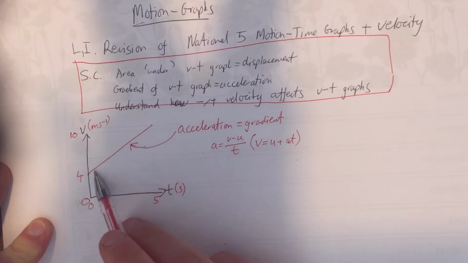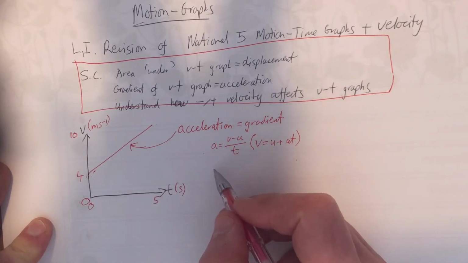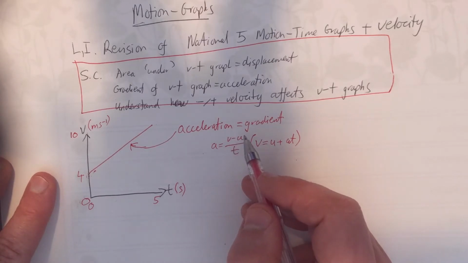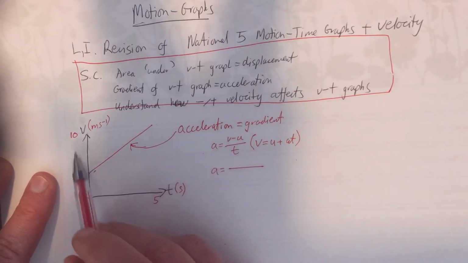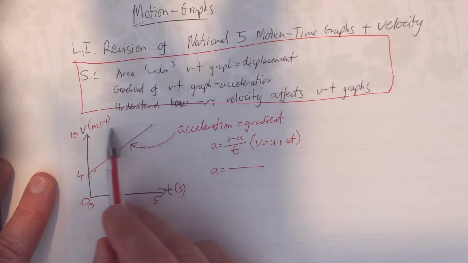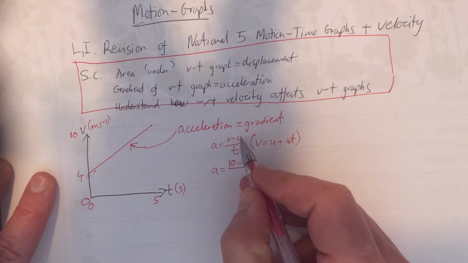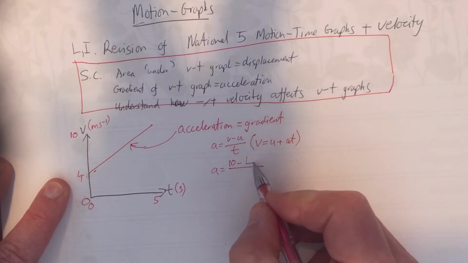The acceleration here is the gradient of this graph. Because it's a positive gradient, we're going to get a positive acceleration, but we'll come back to that afterwards. Let's see if we can calculate the acceleration from the numbers we've got there. The v is the final velocity, and for this journey, the final velocity is going to be 10 meters per second. Minus u, the initial velocity, which is in this case 4.